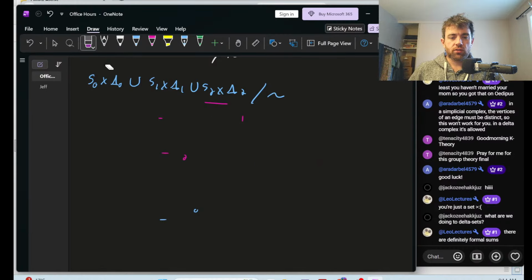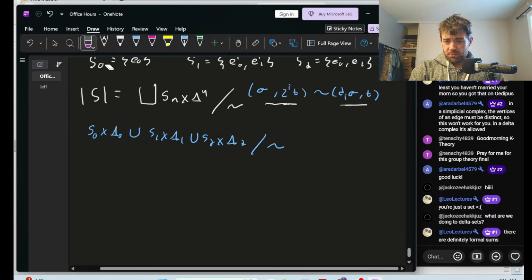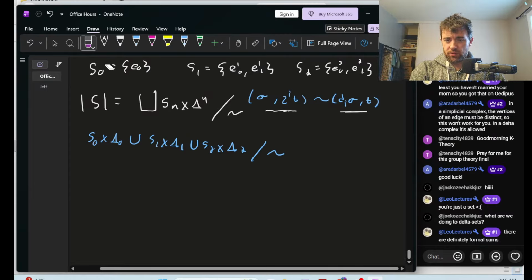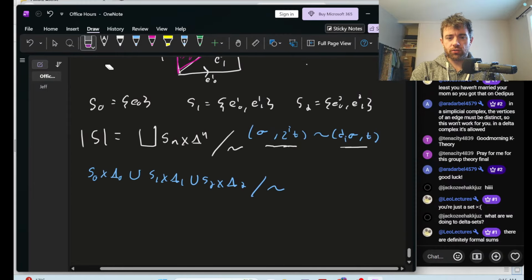Let's erase all this nonsense. There are definitely formal sums in the computation of the homology.